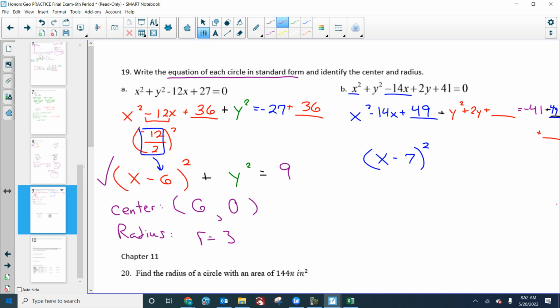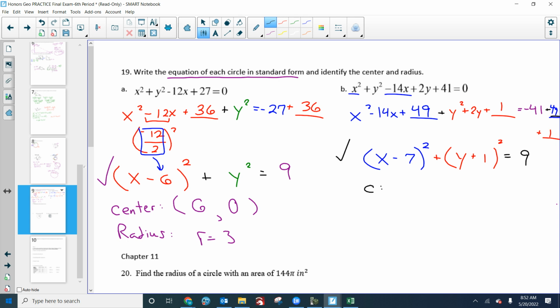All right, 2 divided by 2 is 1. When you square it, you get 1. So what goes inside is 1. And then I have to add it on the right side. Negative 41 plus 49 is 8, plus 1 is 9. Ooh, there's a coincidence. There's my equation.